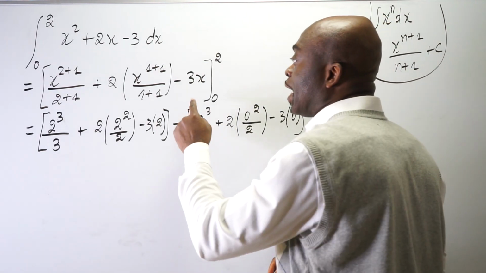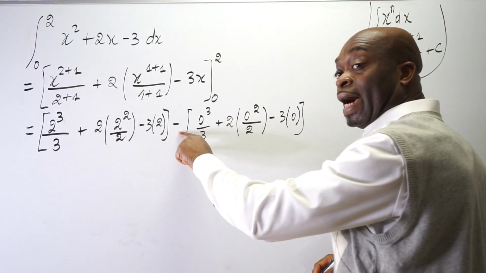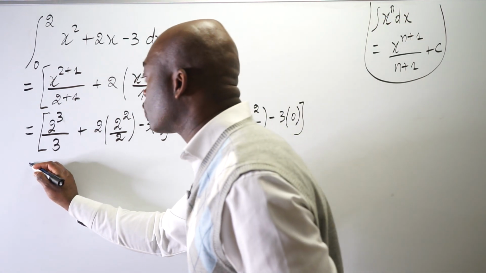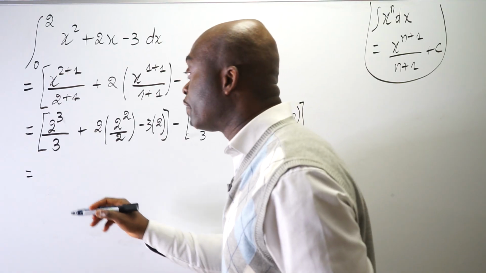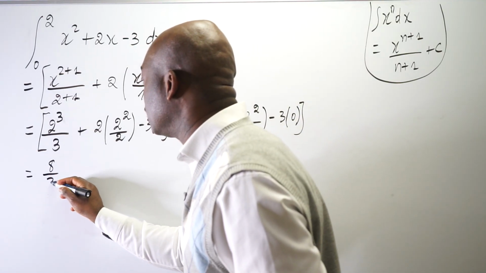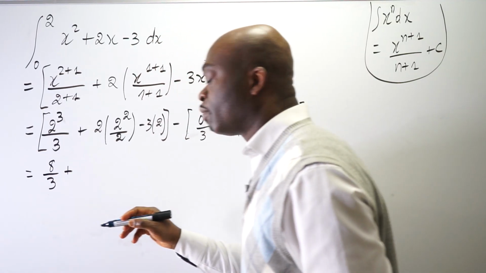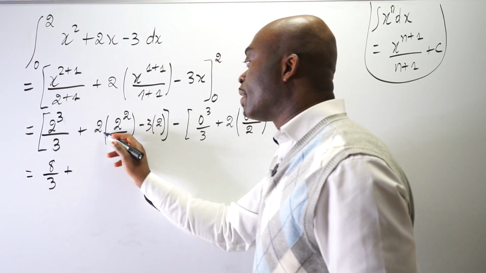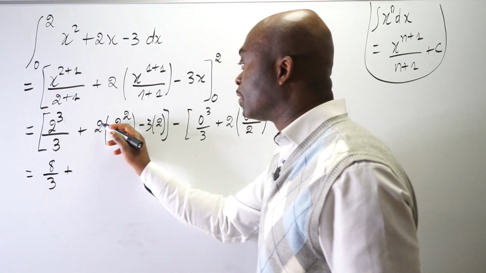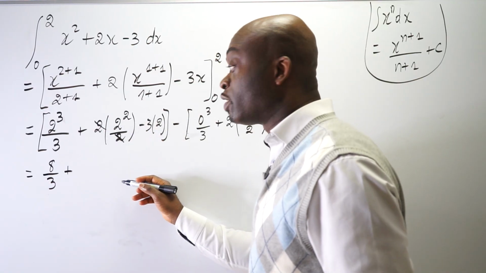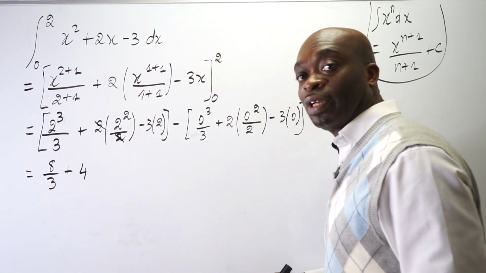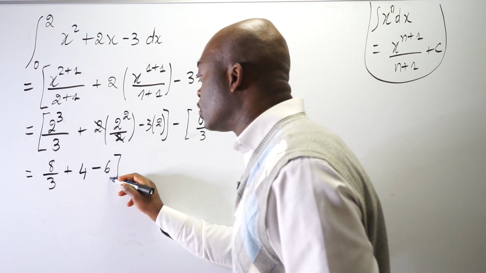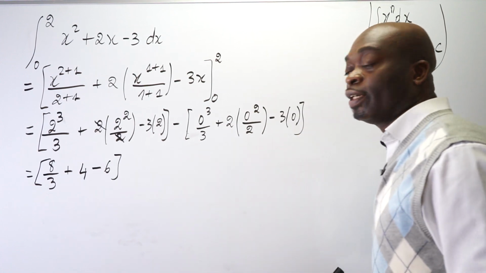So we take the upper value, we set it up, minus, we take the lower value, then we set it up. Okay? So this one is equal to what? 2 to the third power is going to give us 8. So it's 8 over 3 plus, in this case here, we can always simplify 2 and 2. And then 2 to the second power is 4. So you have 4 left there, okay? Minus 3 times 2, which is 6. So that's what we have from the first one.